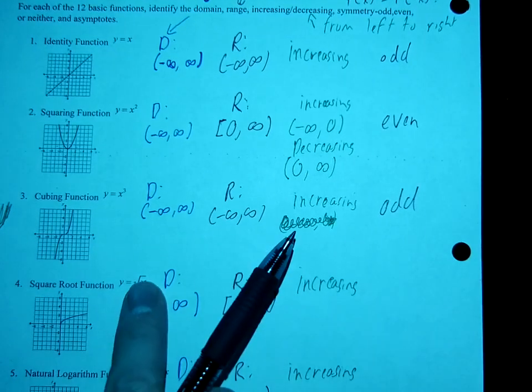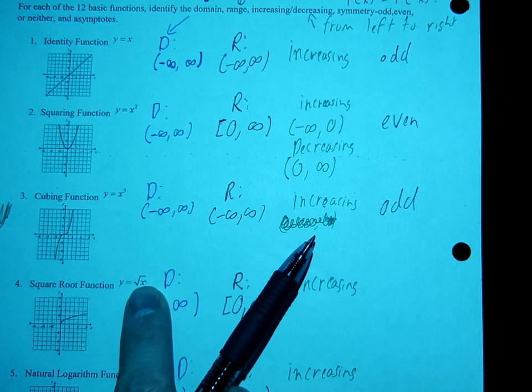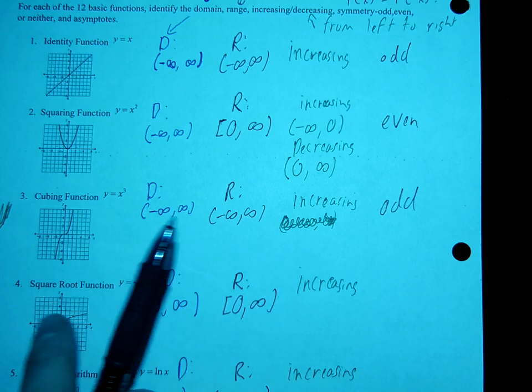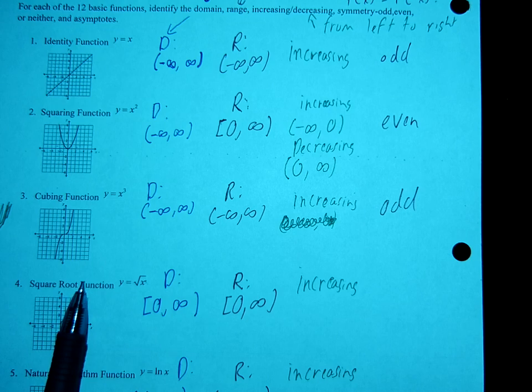This one is actually neither, because if you put in a negative x here, it changes the equation entirely, because now it's the opposite inside the square root. So now x has to be negative. So it's not the same thing.